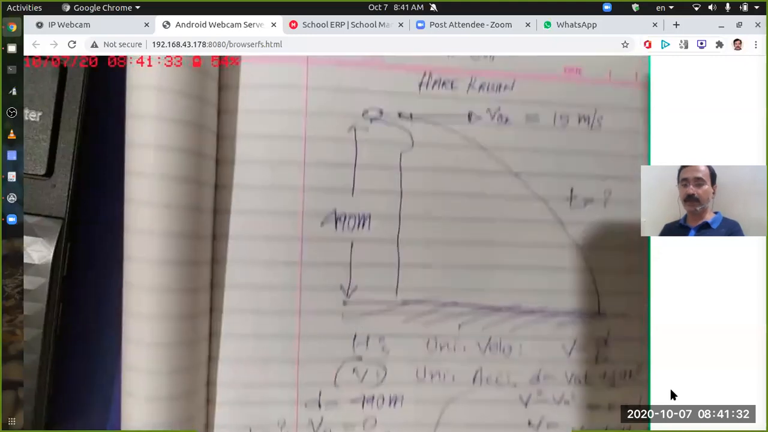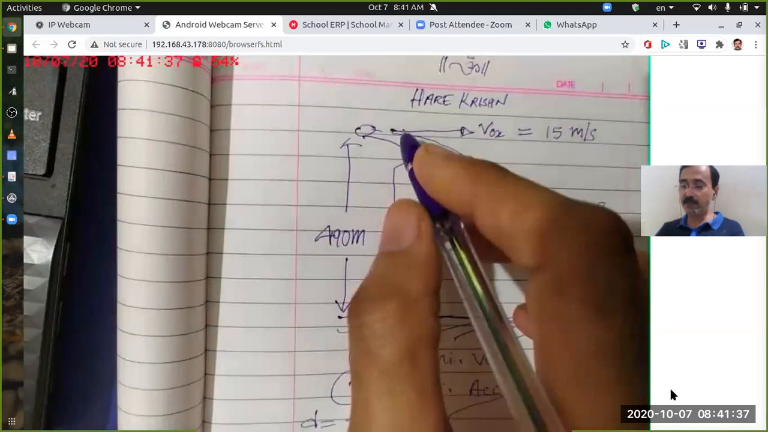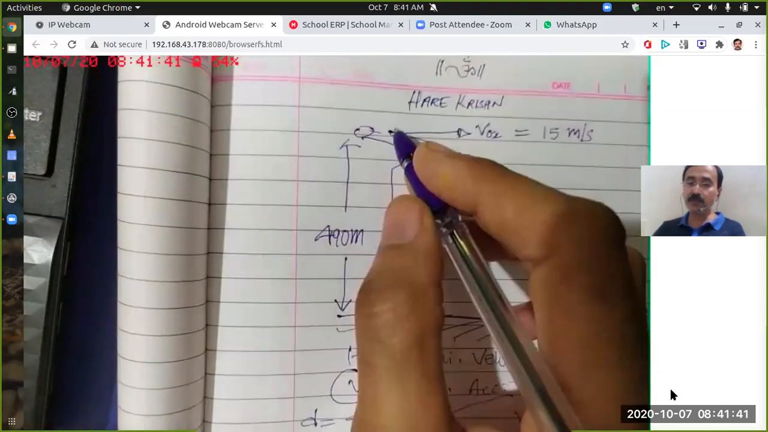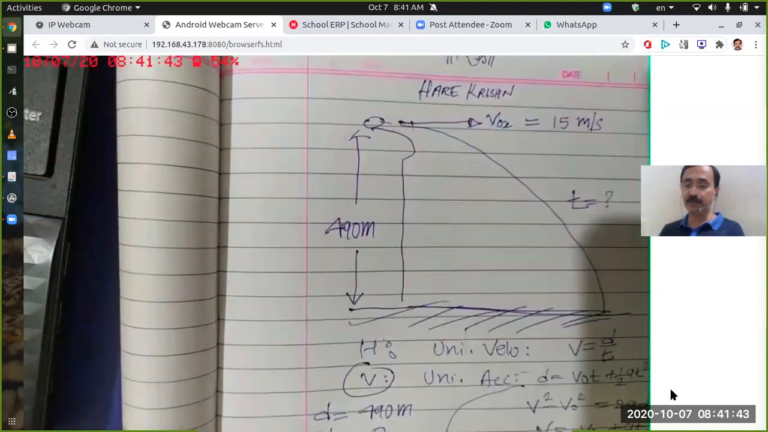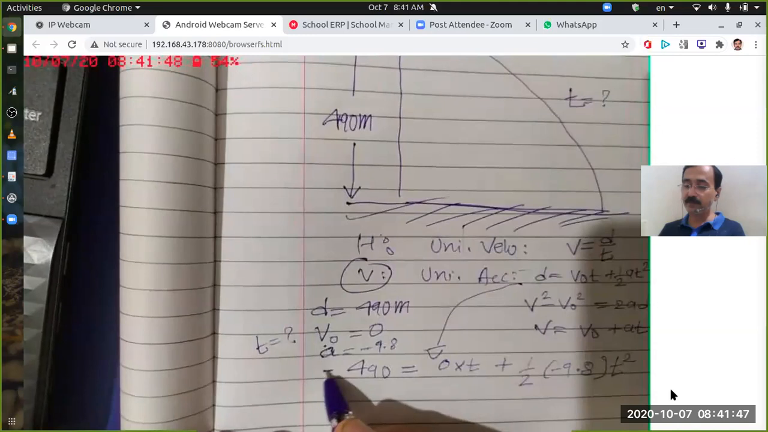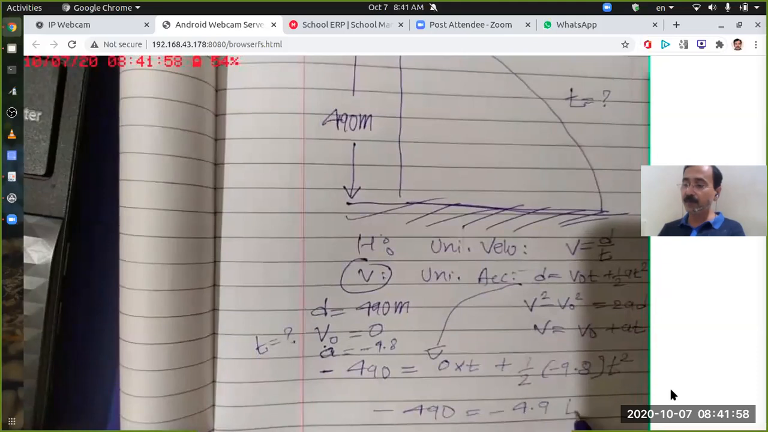The stone, if it is coming down, should we call it downward displacement of 490 meter, or is it upward displacement of 490 meter? Downward. So negative sign should come, right? So negative 490 equal to negative 4.9 t square.